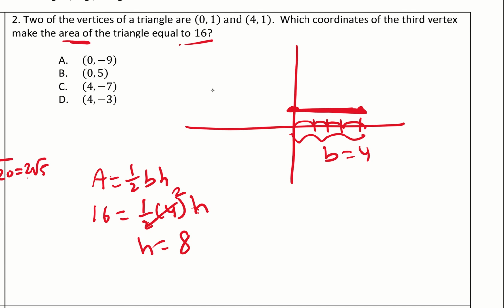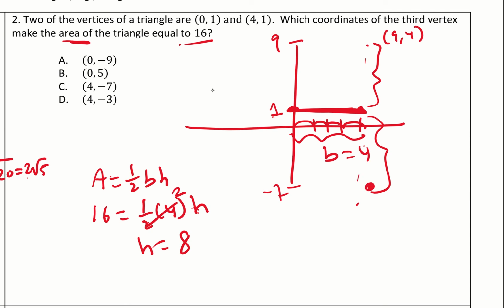So the height could be 8 units up, or it could be 8 units down, right? So if this is a y coordinate of 1, then if it's going 8 units up, then it'll be at 9, 4. If it's 8 units down, well, then it's going to be 1 minus 8, which is -7. So it could be at -7, 4. So it could be at either one of those points.